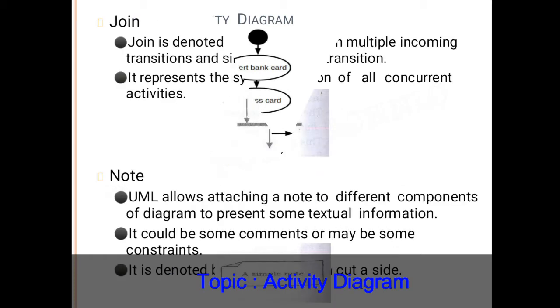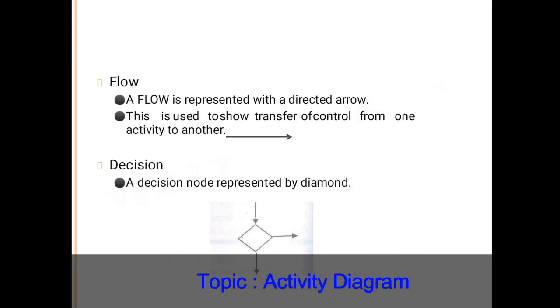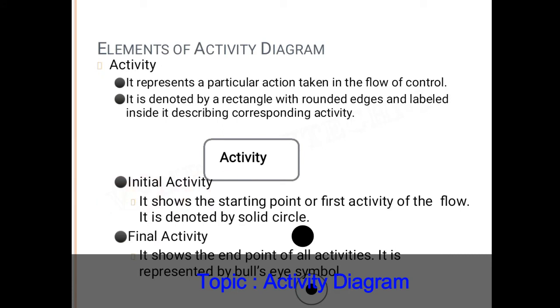Okay, the next symbol is the initial activity. It shows the starting point of the first activity of the flow, and it is denoted by a solid circle. Solid circle means a filled circle. So this is the one symbol used for initial activity.